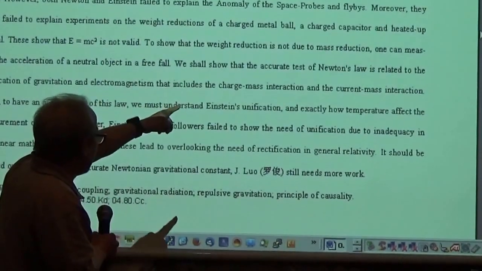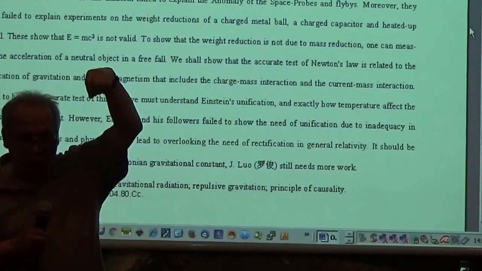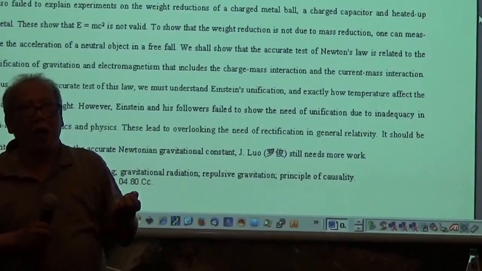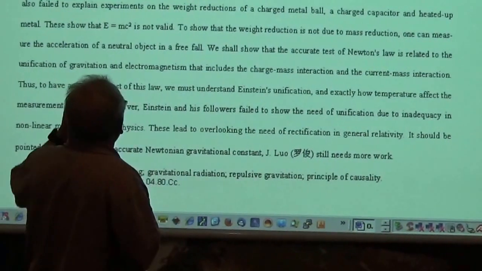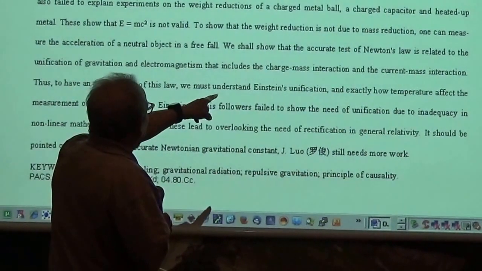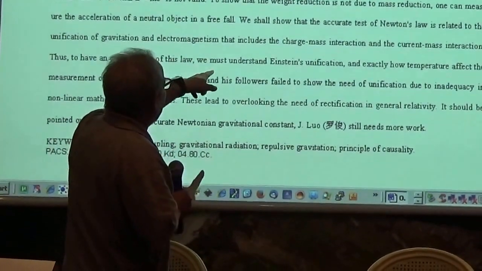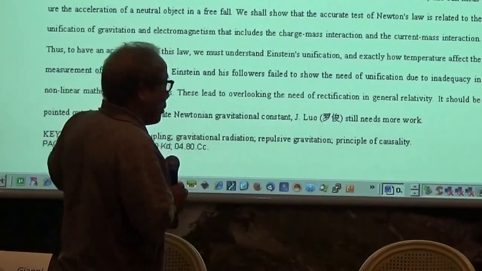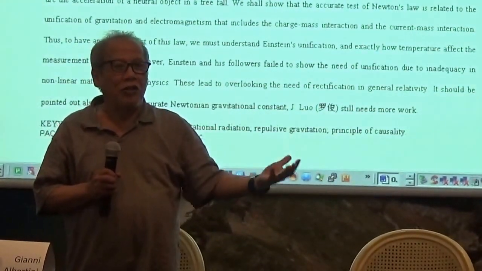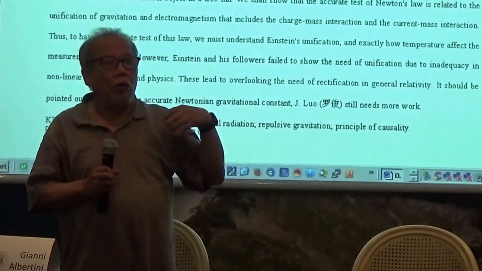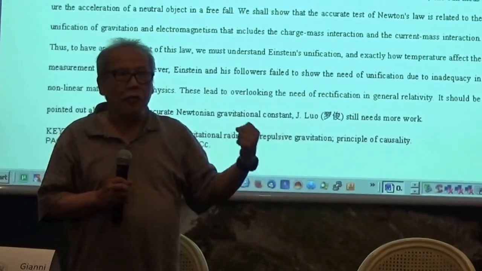To show this weight reduction is not due to mass reduction, we can measure the acceleration of a neutral object in free fall. In other words, we can test Galileo, and also prove Galileo is imperfect, because there are exceptions in Galileo's case. So the accuracy of Newton's law is related to the unification of gravitation induction. That includes the charge-mass induction and the current-mass induction. In other words, the gravitation we learn is a combination of Newton's law and also the charge-mass interaction. That's why it's not possible to test Newton's law at the present moment.